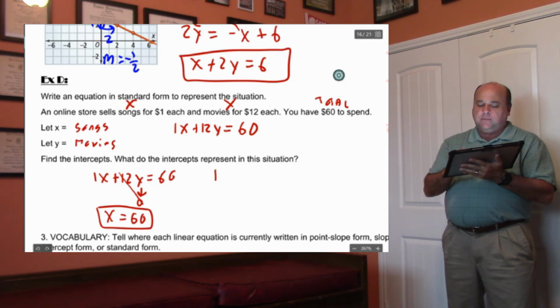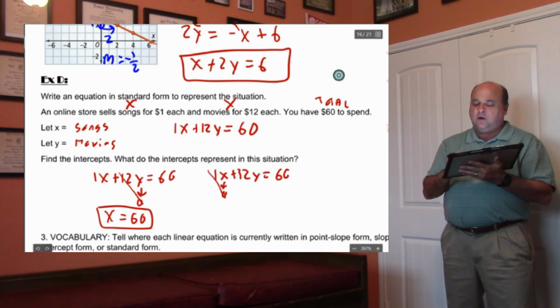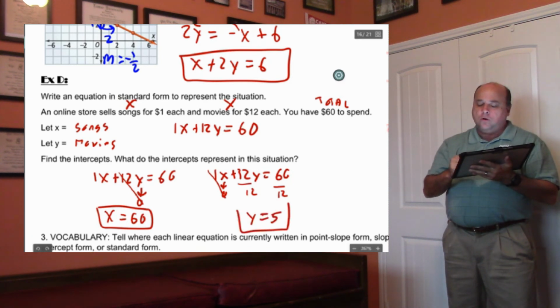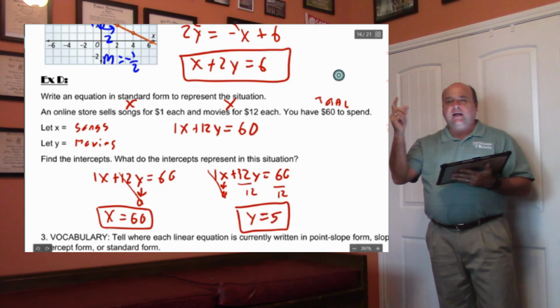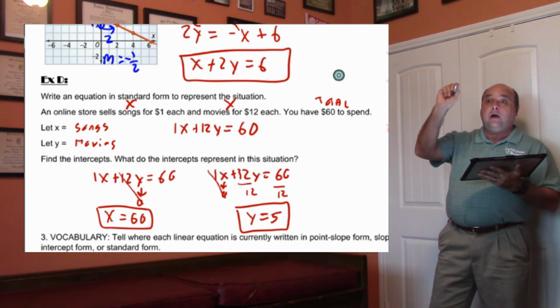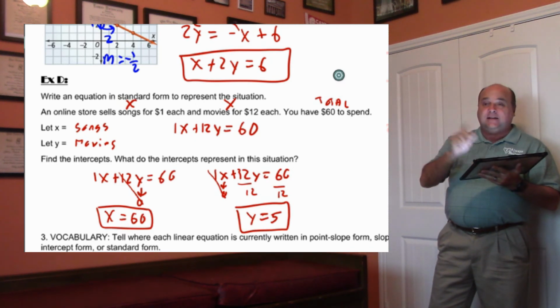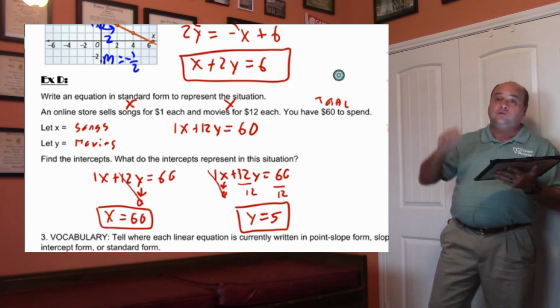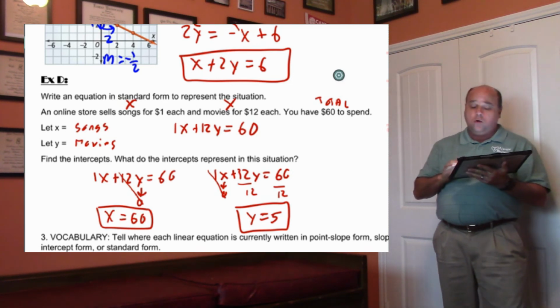My y-intercept: 1x plus 12y equals 60. Replace the x with 0. These cancel out. Divide by 12. And y would be 5. So the x-intercept would be 60, which would be how many songs you could buy. I could buy 60 songs and no movies, or I could buy 5 movies and no songs.